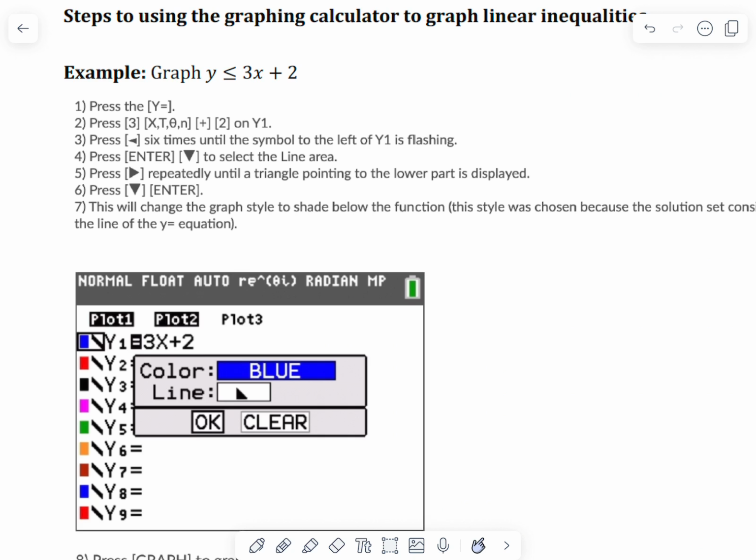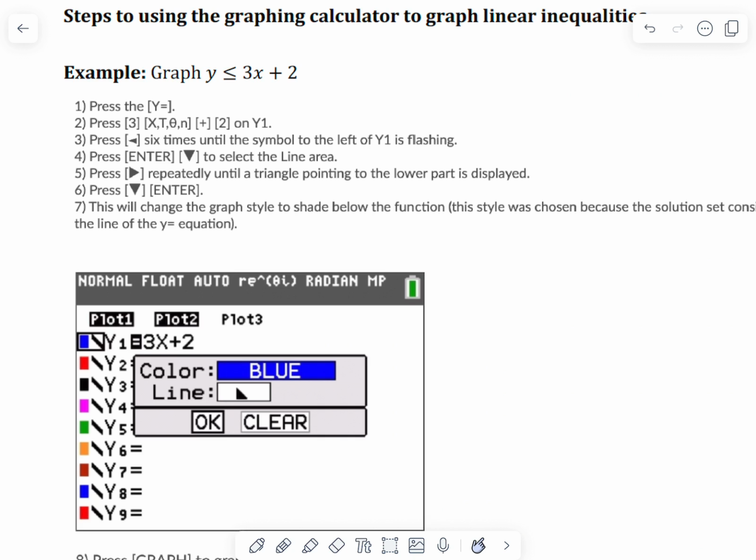the X,T,theta,n key. So 3 represents the number 3 in the equation. The X,T,theta,n key represents the variable x, then the addition symbol, and then plus 2. So that's going to type into the graphing calculator as an equation. On step 3, you need to choose the left arrow key 6 times to get to the left of y sub 1 so that it's flashing. Then you're going to press enter and choose the down arrow key to select the line area.